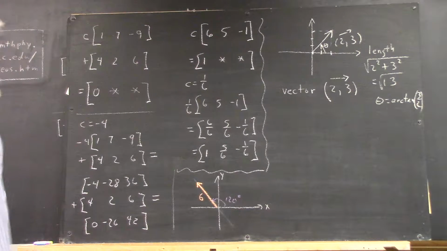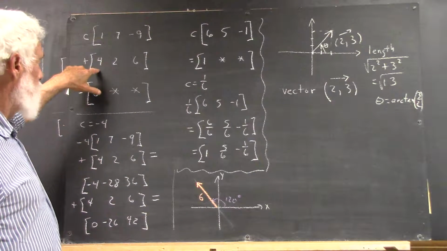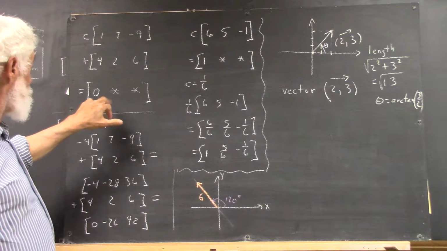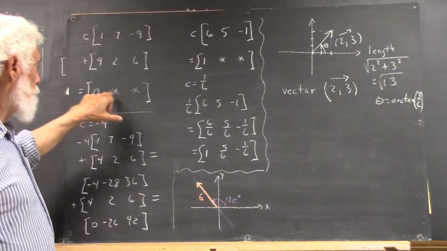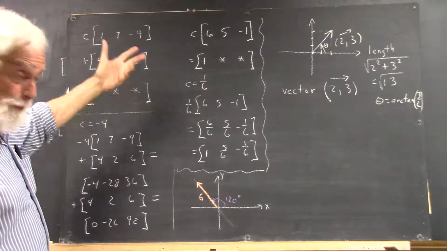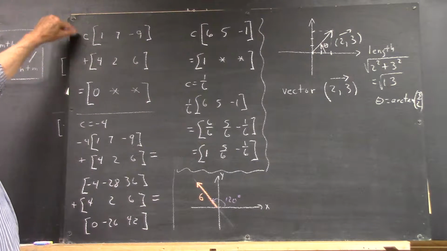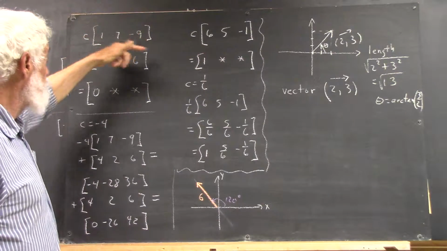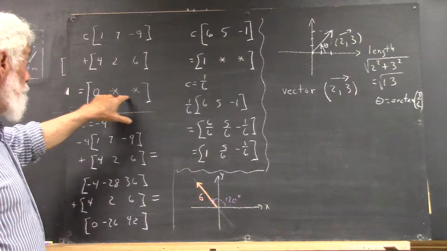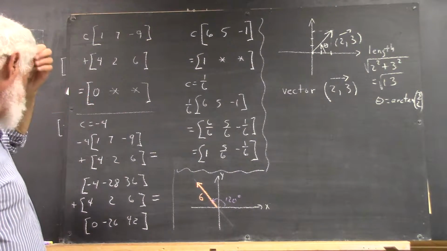We had the problem: C times the row 1, 7, negative 9 added to the row 4, 2, 6 gives us a row with 0 here and asterisks here. Now an asterisk just stands for an unknown number, and they don't have to stand for the same number. So what do we do here? We have to find the value of C so that when you add C times this row to this row, you get a 0 here. And whatever you get here just follows from whatever the value of C is that gives you 0.